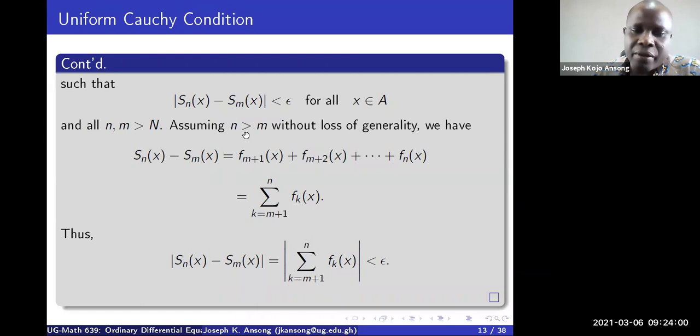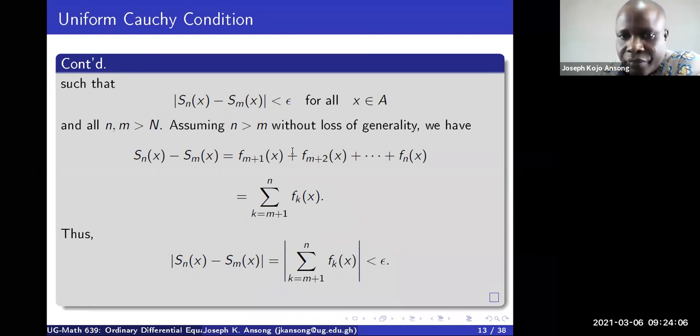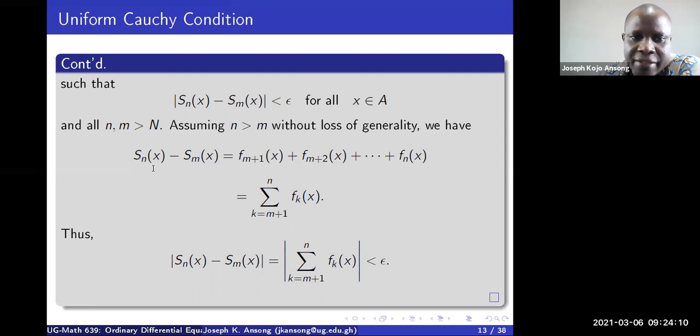Good. Now I want to do part of the proof here. Assuming that n is greater than m without loss of generality, we have that the difference between S_n(x) minus S_m(x) is equal to this. Basically, n is greater than m, so you can write a partial sum for this as well as for this that includes both n and m. And if you subtract the two partial sums, you get this.